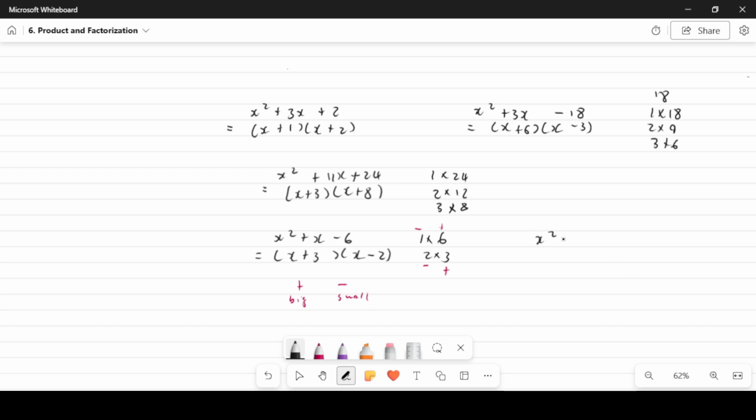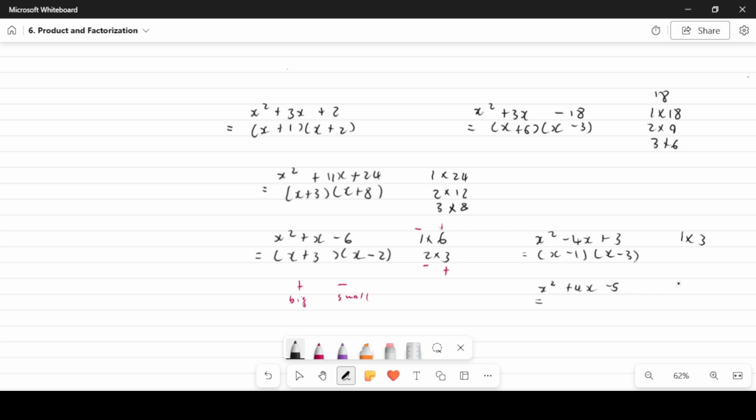Let's say that we have x squared minus 4x plus 3. Right? 3 is a prime number. The last term is positive, so it'll either be plus plus or minus minus. But since the middle term is negative, it has to be minus minus. So very simple. x minus 1, x minus 3. Very simple.